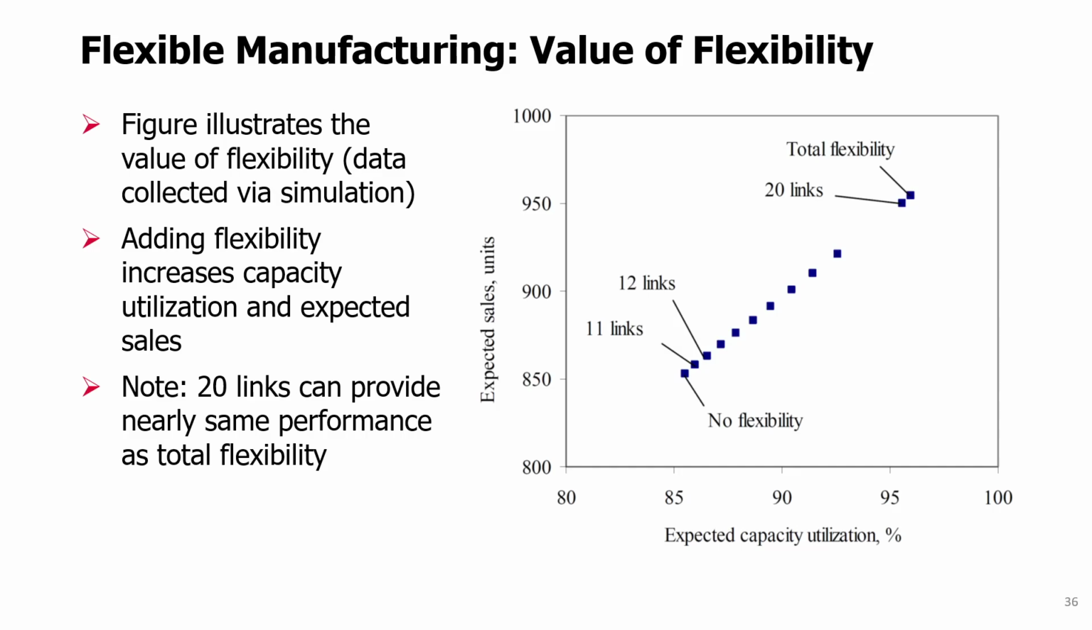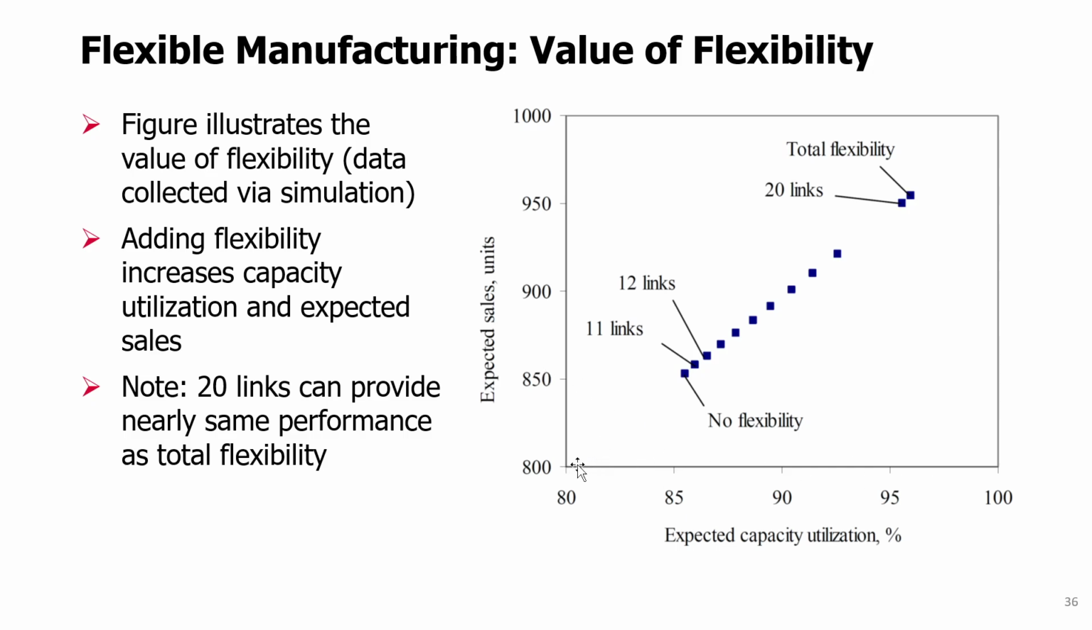So to see the benefit of flexibility, we can look at this chart. This chart shows you what happens if you have no flexibility. What will be the expected capacity utilization? With the 10 plants, again, we're back to 10 plants and 10 vehicles. And what will be expected sales? Remember, we have 10 vehicles, each of them with average demand of 100. So expected sales in terms of number of units are shown here on this axis.